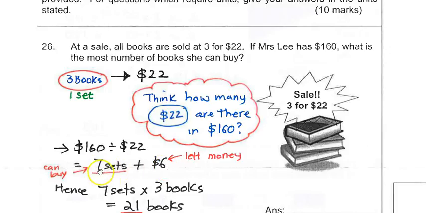Now concentrate on these 7 sets. The number of books you can get is 7 sets of books, which is one set of 3 books. So 7 times 3 is 21. Next.